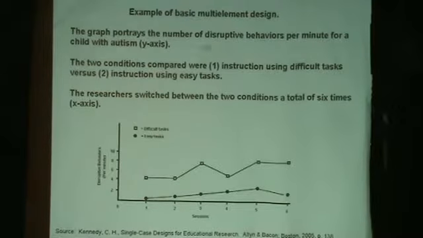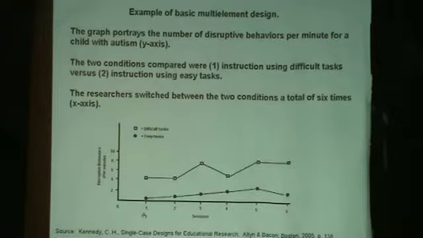The graph portrays the number of disruptive behaviors per minute for a child with autism. So the y-axis is the number of disruptive behaviors, and it goes from 0 to 10. There are two conditions being compared. One is instruction using difficult tasks, asking the student to perform difficult tasks, and the other, marked by the solid black circle, is instruction where there are easy tasks. The researchers switched between the two conditions a total of 6 times.